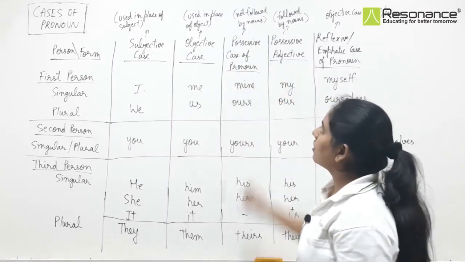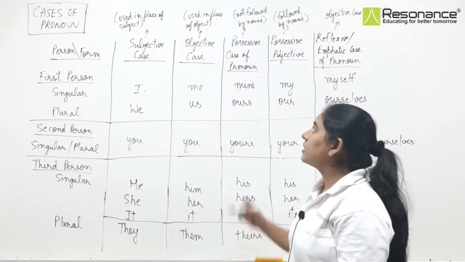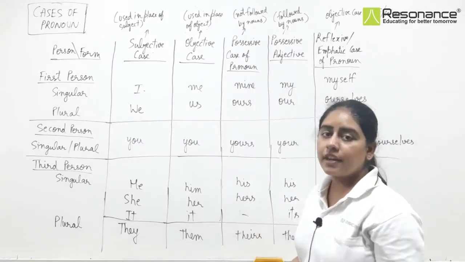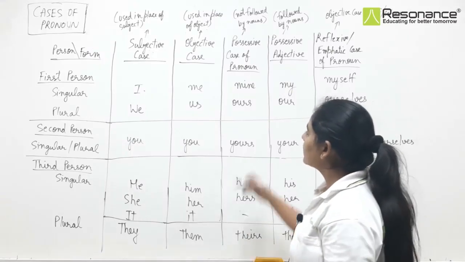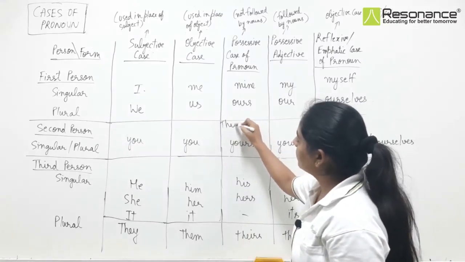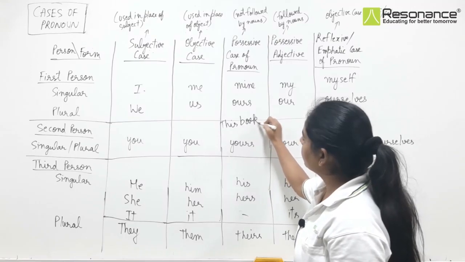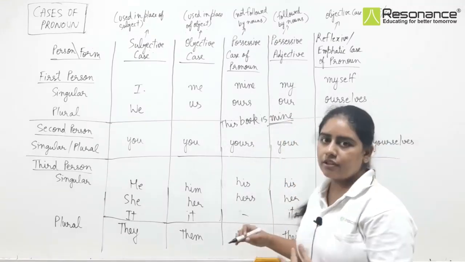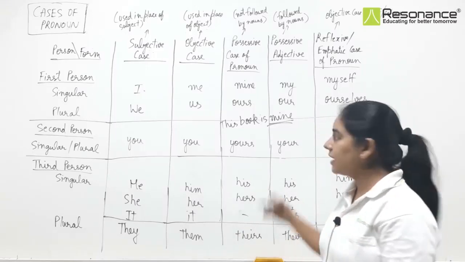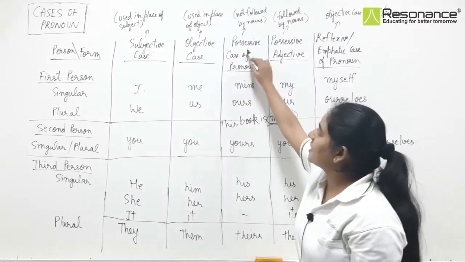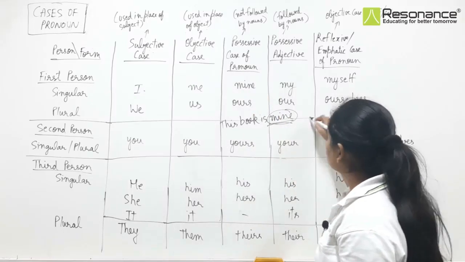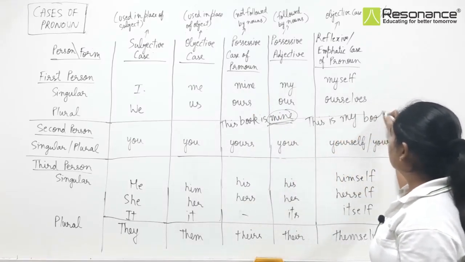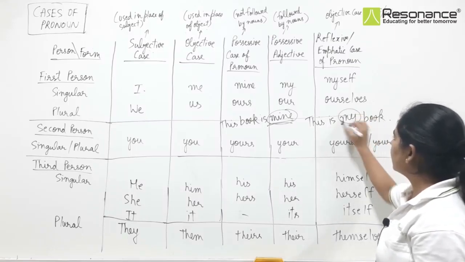Possessive case of pronoun. Remember one point, possessive case means something that shows ownership or belongingness. Okay. For example, I say, this book is mine. This book is mine means ये book मेरी है. So ownership बताई तो I have used mine. That is the possessive case of pronoun. I can also say, this is my book. इसका मतलब भी यही है कि ये book मेरी है.